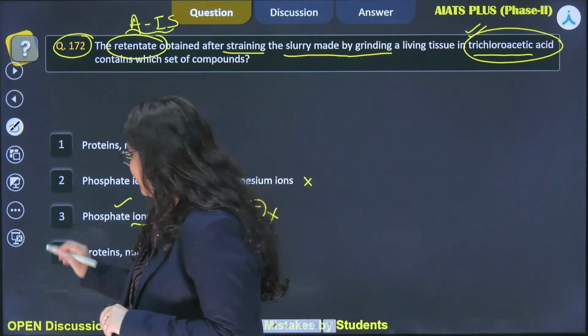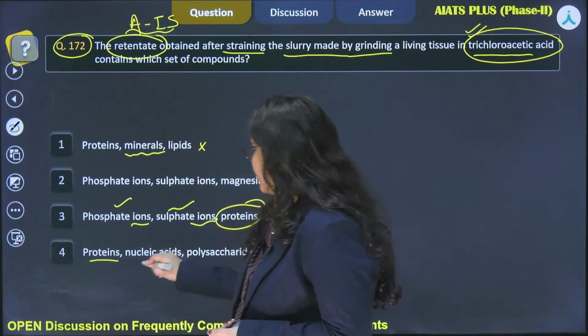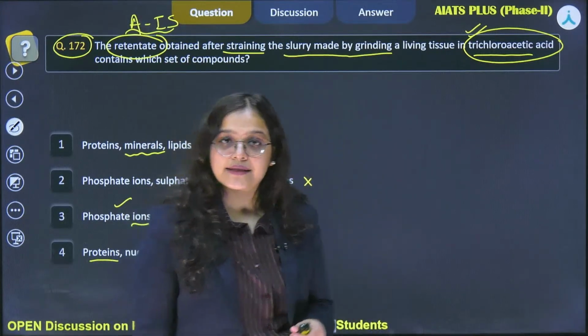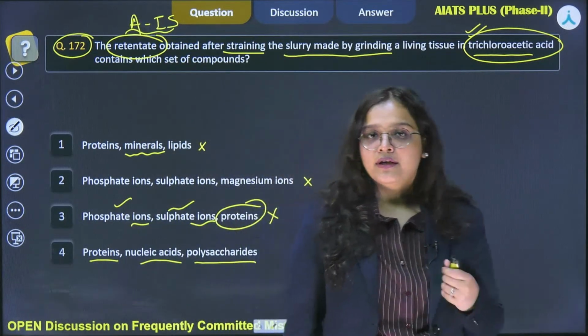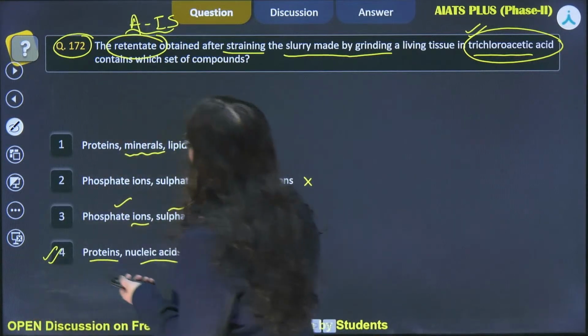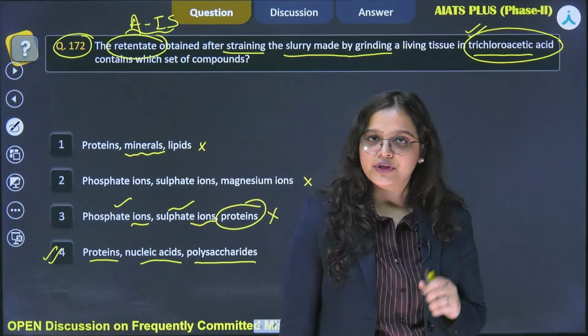Then lastly we have the fourth option, which is probably the answer. As we can see, we have proteins, nucleic acids and the polysaccharides, which will be found in the acid insoluble pool or the retentate, I'm sorry. And thus our final answer is option 4.